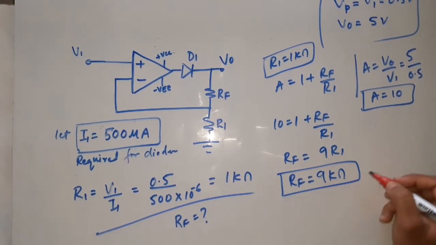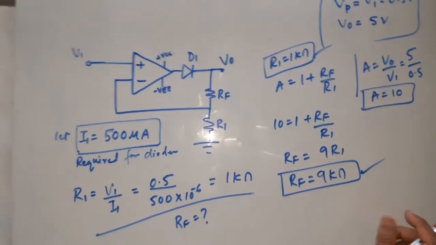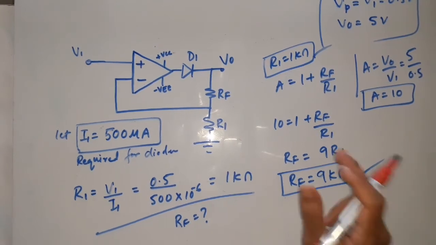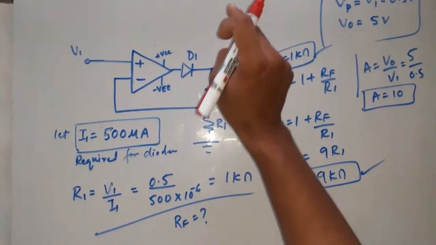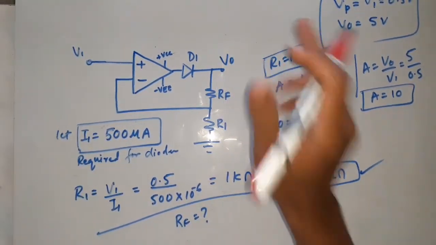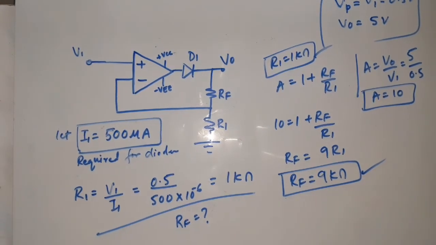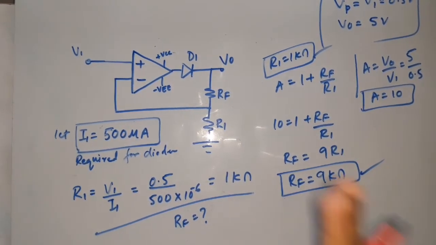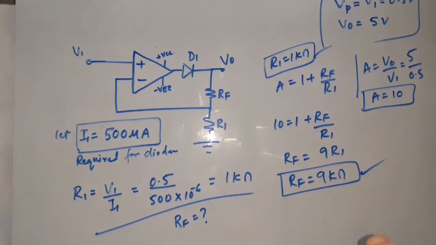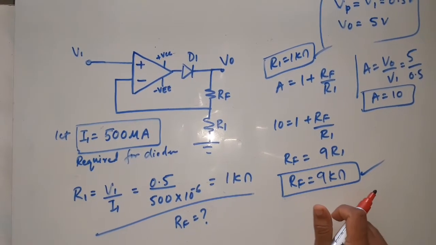That's it. You need to take care of what value of input and what value of output is required, what value of input is given, what is your output, what is peak to peak and what is peak value. You should be good in this. All right. Let us solve another problem.